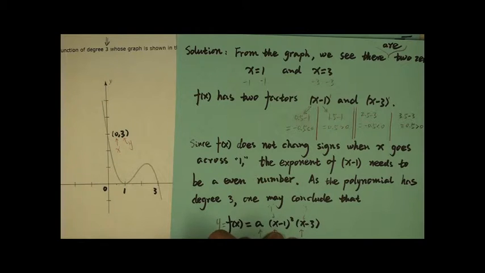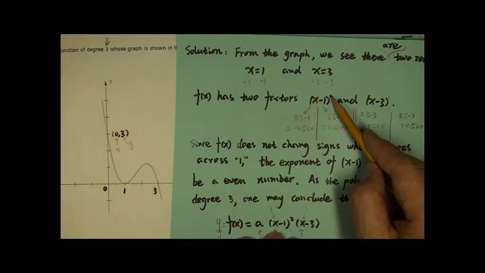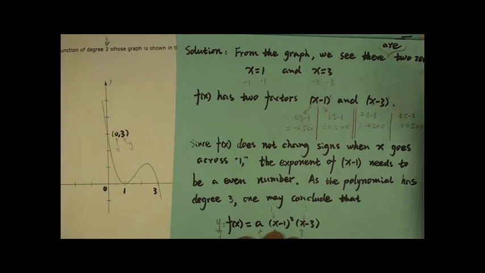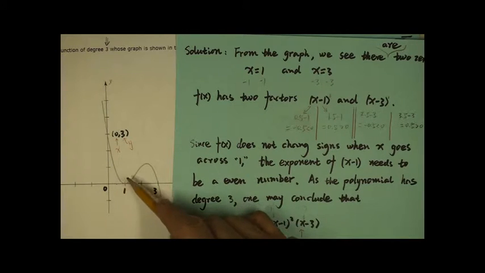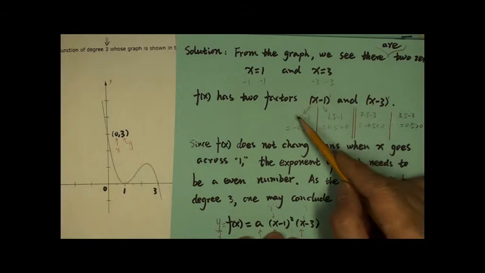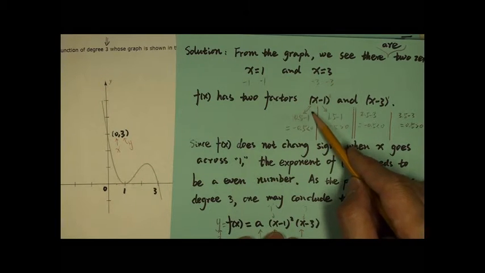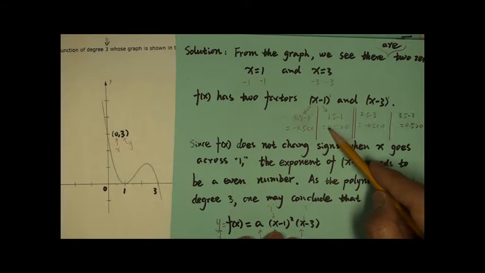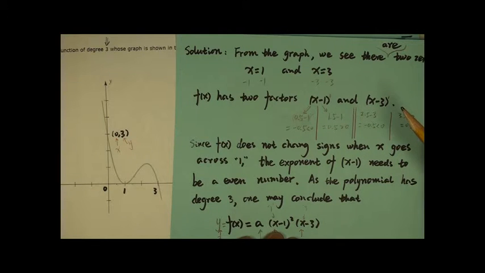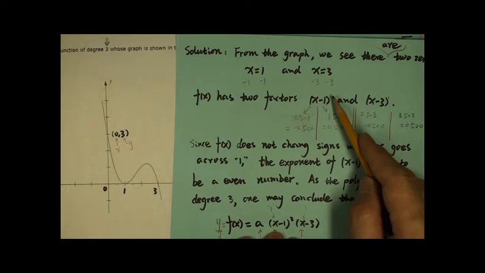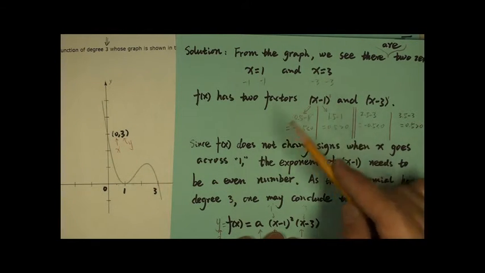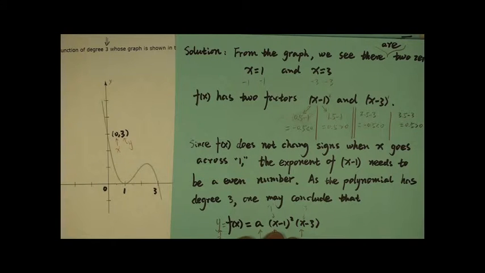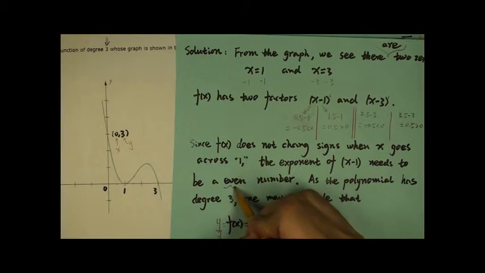the signs are positive. The reason is because the exponent of x minus 1 needs to be an even number. So instead of 1 here, it has to be 2, 4, 6 or something. If it were 2 here, you square negative 0.5, you get positive. You square positive 0.5, you still get positive. That's the reason we say the exponent of x minus 1 has to be even. That's important, it has to be even.